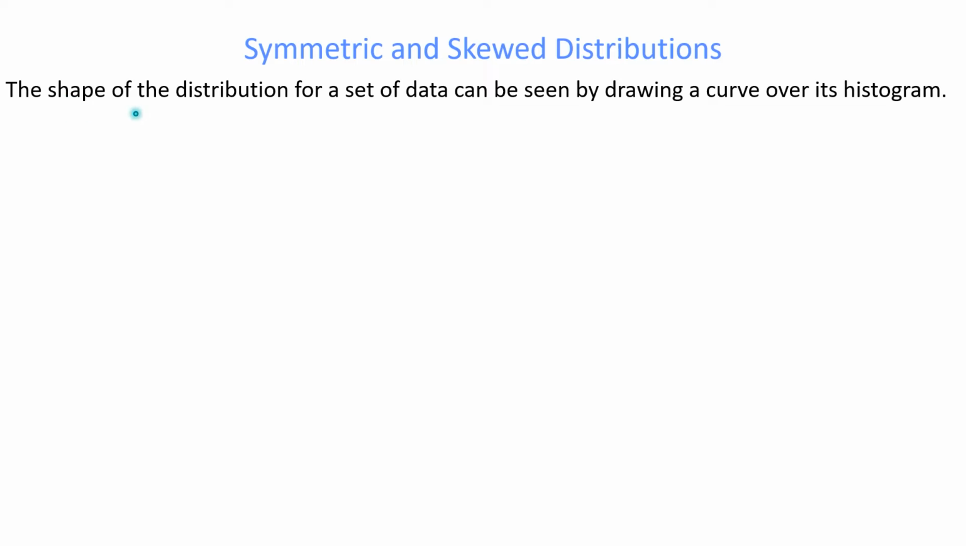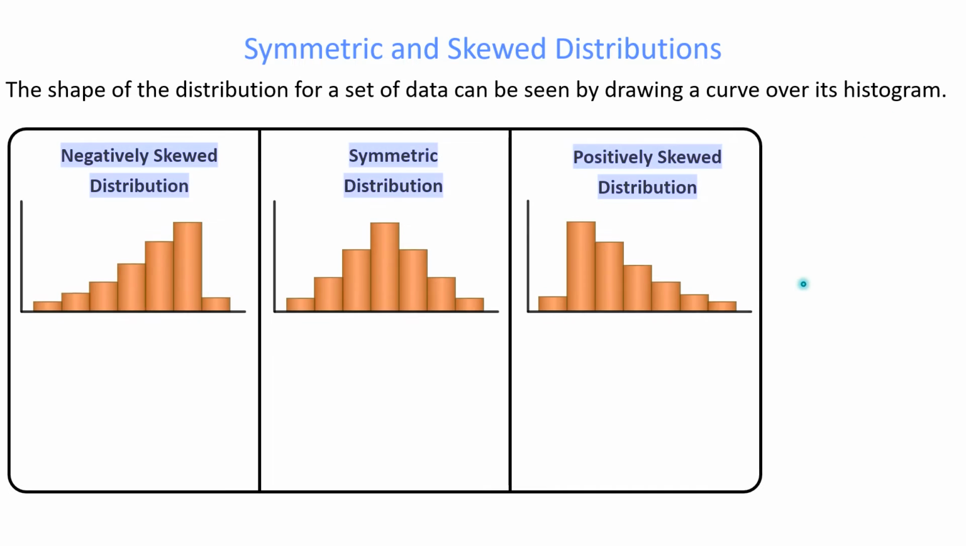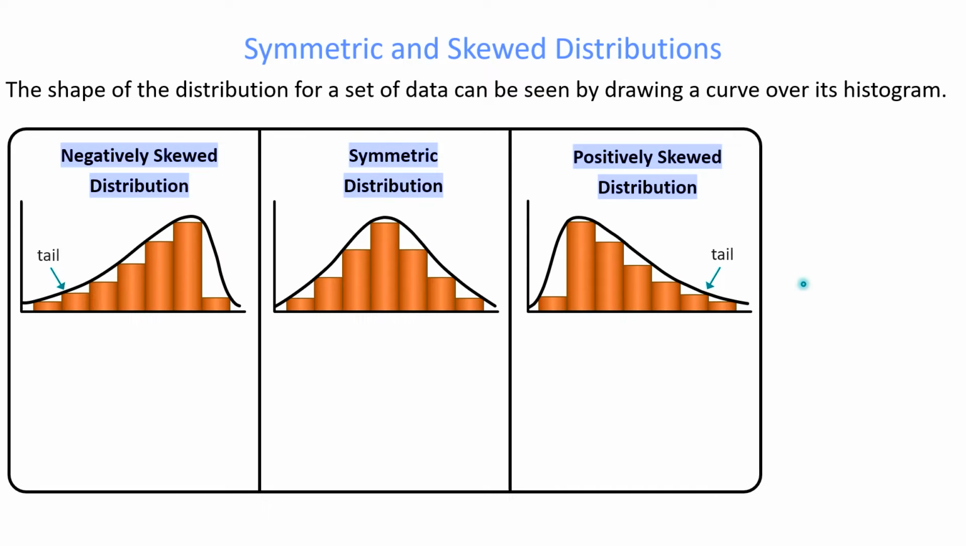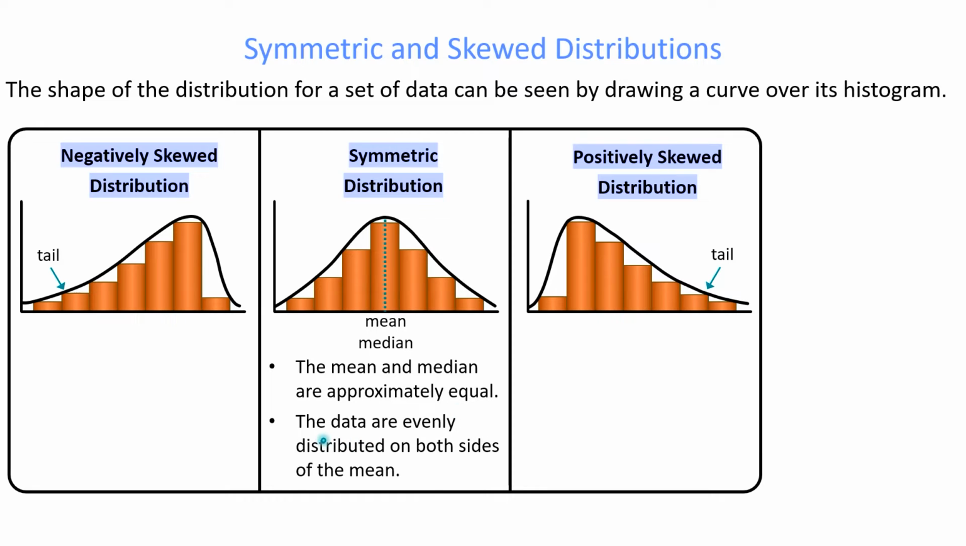Now, the shape of the distribution for a set of data can be seen by drawing a curve over its histogram, so like we can see in this diagram. Now, if you look at the symmetric distribution, we can see that the mean and the median are approximately equal, if not perfectly equal. And you can see that the data are evenly distributed on both sides of the mean.